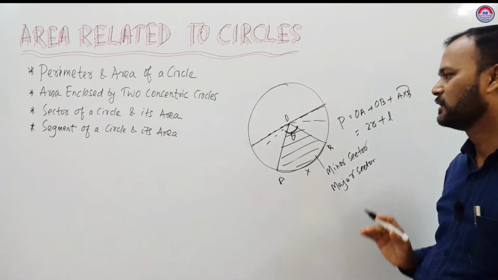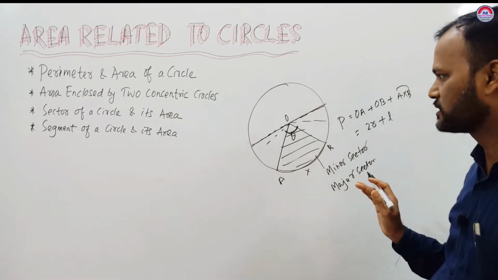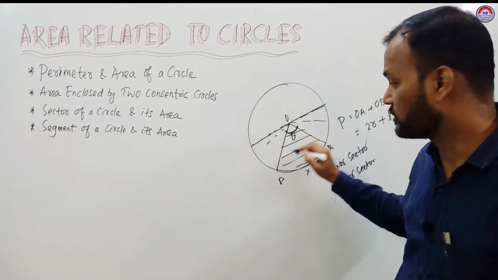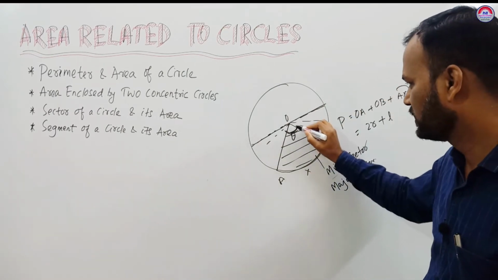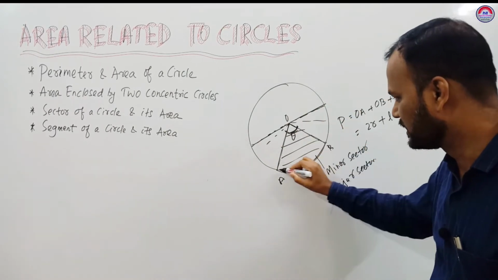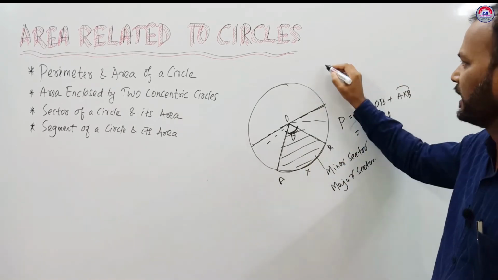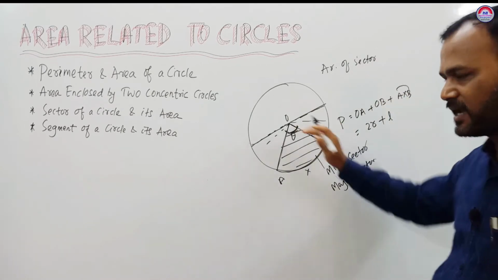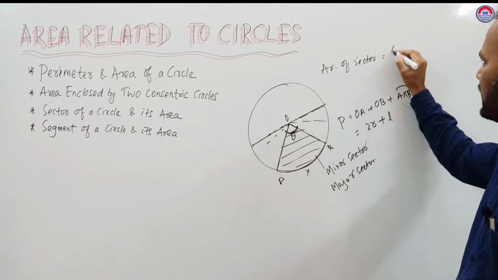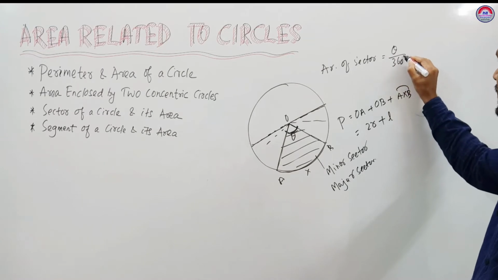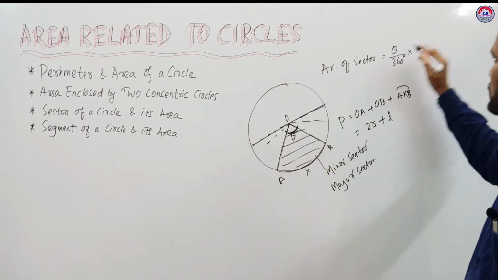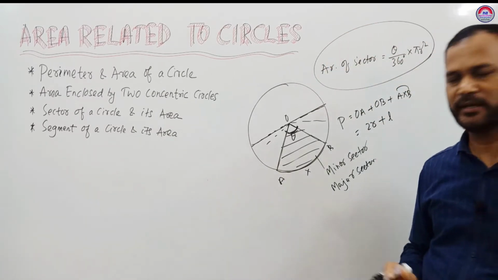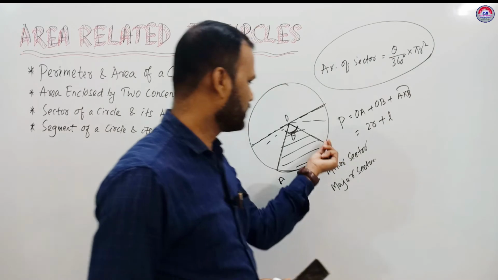So how to find the area of a sector? The total circle covers 360 degrees, but we want the area where the angle is theta. There is a formula for the area of a sector with central angle theta. It is very easy. You can write theta by 360 degrees into the total area, which is pi r square. That is the area of a sector. Clear?